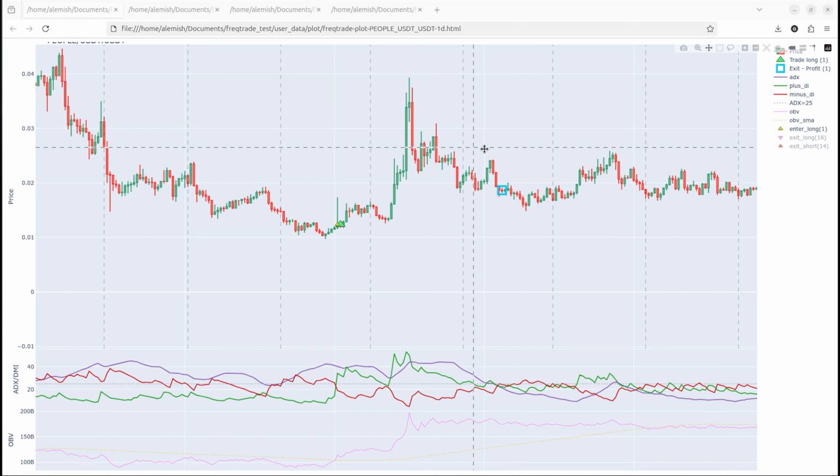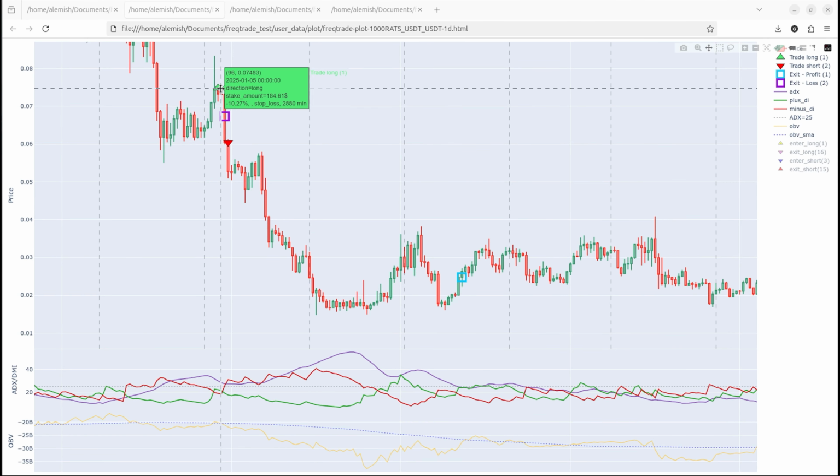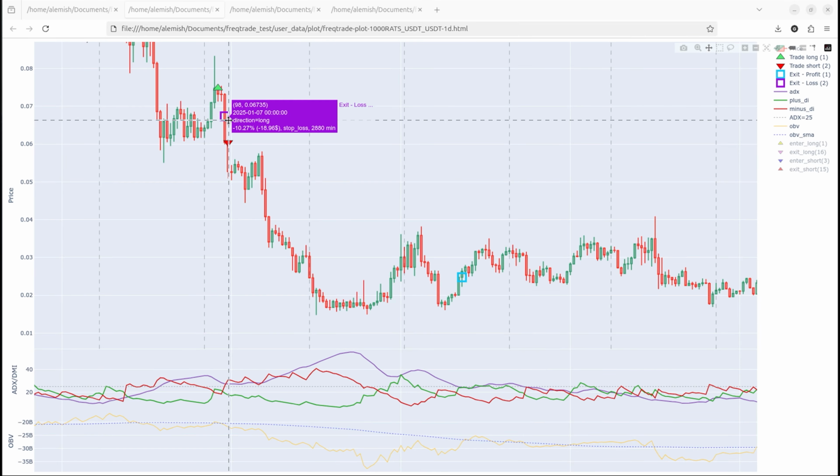And here we close it with profit once again, because we have our exit condition met, and it is that our DMI indicators cross. So here we exit our position. And here we have an example of two trades. So firstly, we've entered long, but very soon we closed it due to stop loss.